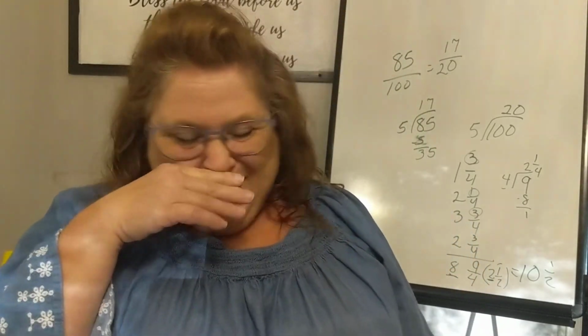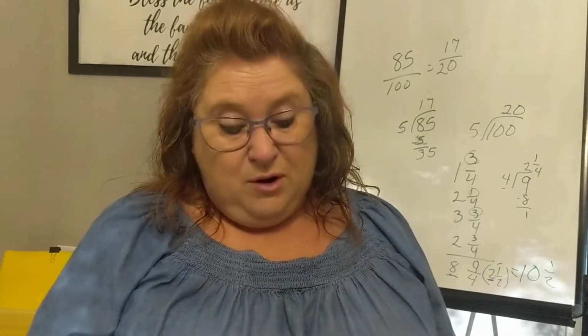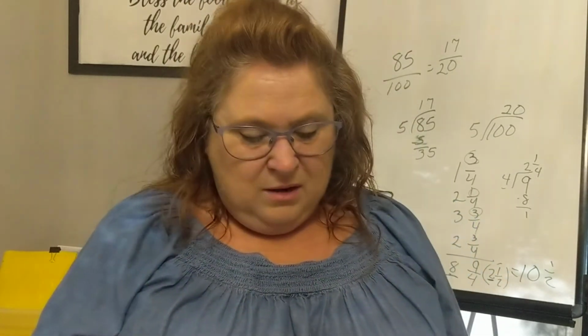6 is a multiple. We know that 9 times 6 is 54. 7 is not a multiple. 8 times 7 is 56, so we've already passed it at that point. 8 would not be a multiple, and 9 would be a multiple because 9 times 6 is 54.